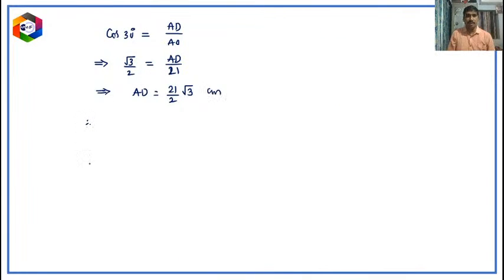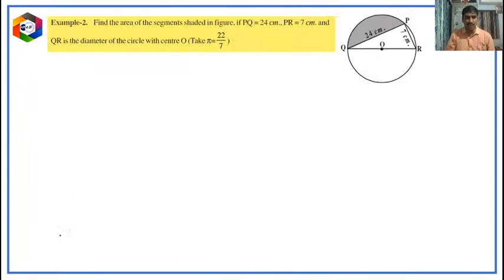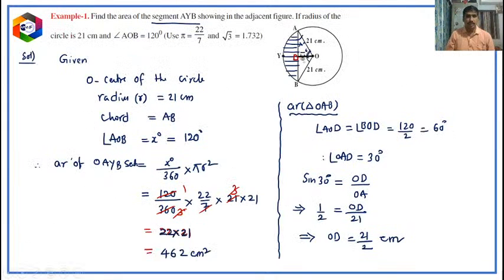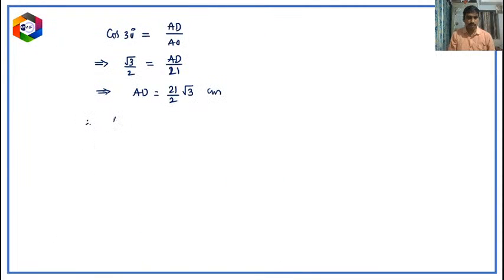But this is AD, and we want the total length AB. Since the perpendicular bisects the chord, AB is equal to 2 times AD, which is nothing but 2 into 21 by 2 into root 3. This 2 and this 2 get cancelled. So the answer is 21 root 3 centimeters. This is AB.